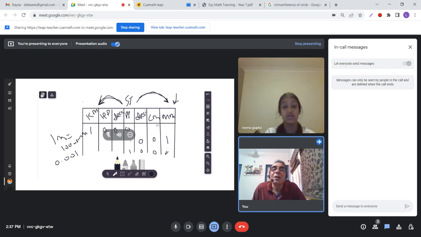When you're converting from bigger unit to smaller unit, you multiply. When you convert from smaller unit to bigger unit, you divide it. That is what you need to keep in mind. That is the easiest way to keep in mind.